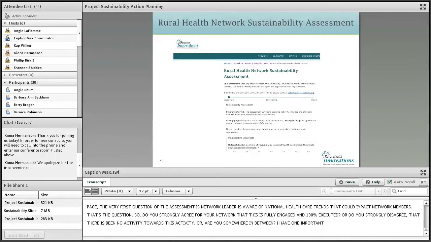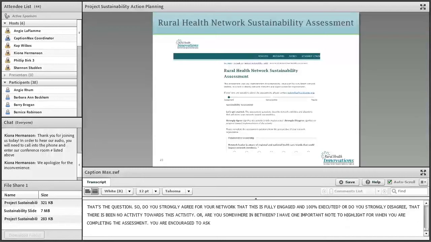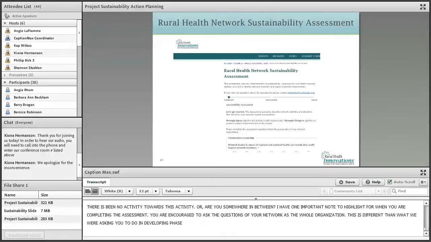I have one important note to highlight for when you are completing the assessment. You're encouraged to answer the questions from the perspective of your network as a whole organization, not from the perspective of only your project. This is different than what we are asking you to do when developing phase 1, your project profile, or for phase 3, writing your project opportunity action plans.